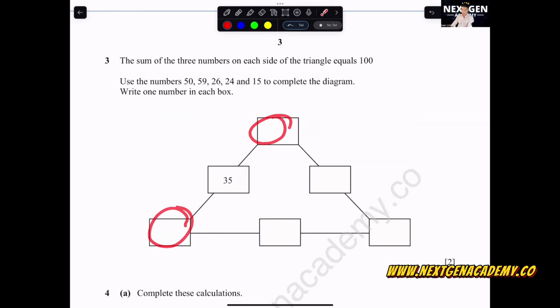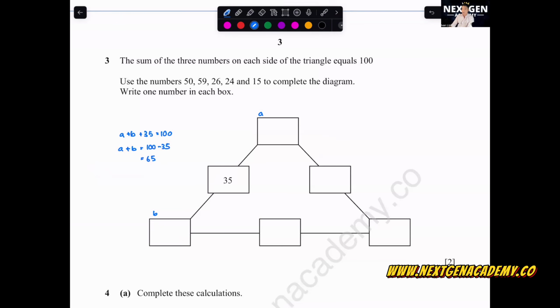We start with this. These two numbers add up. Let's say we call this A and B. A plus B plus 35 should be equal to 100. A plus B equals 100 minus 35, which is equal to 65. So 50 and 15, right?